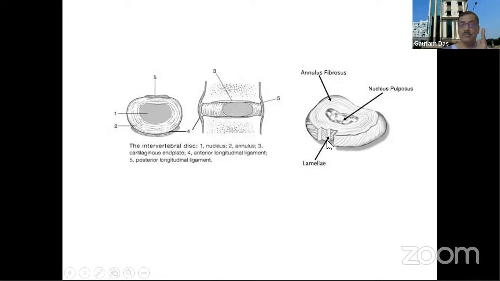Another very important thing: if one lamella layer runs like this, the next layer runs like this, so they reinforce each other in that way. And the disc height, again remember, is given by the annulus, not by the nucleus. So what is the nucleus pulposus? The nucleus pulposus is a soft gel-like thing inside the disc. It does not contribute to the disc height much, very minimal. The most important contribution to the disc height is by the annulus. And the third important structure is the end plate, the cartilaginous end plate above and below. So these are the three important components of the disc.